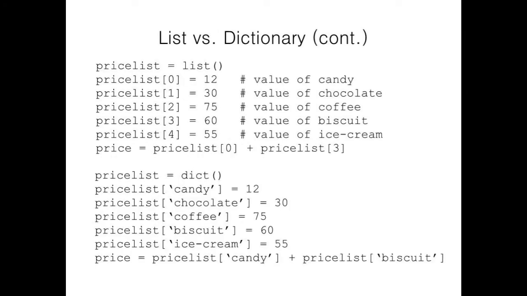And we can perform similar operations using a dictionary variable. In the lower half, we have a dictionary variable named price list. We create an empty dictionary first, and then we initialize the value of each item in the dictionary, but we are not using an index to refer to the item number. We have 5 items in the dictionary price list, but each one of the items is referred to with a label instead of a number as in the list.